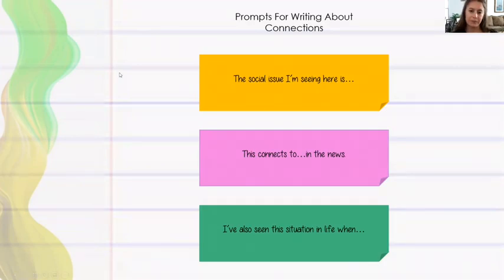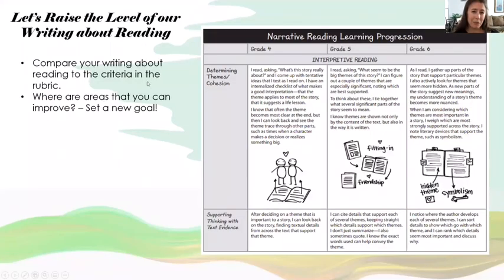This might help you. And if you're really working on raising the level of your writing about reading, you might want to compare your writing about reading to this rubric that I've included on this slide. And you might want to think about the areas that you need to improve on and set a goal. So I started reading in the 4th grade and hoped that I am doing most or all of these things. And I felt pretty good that, yep, I can handle all this.